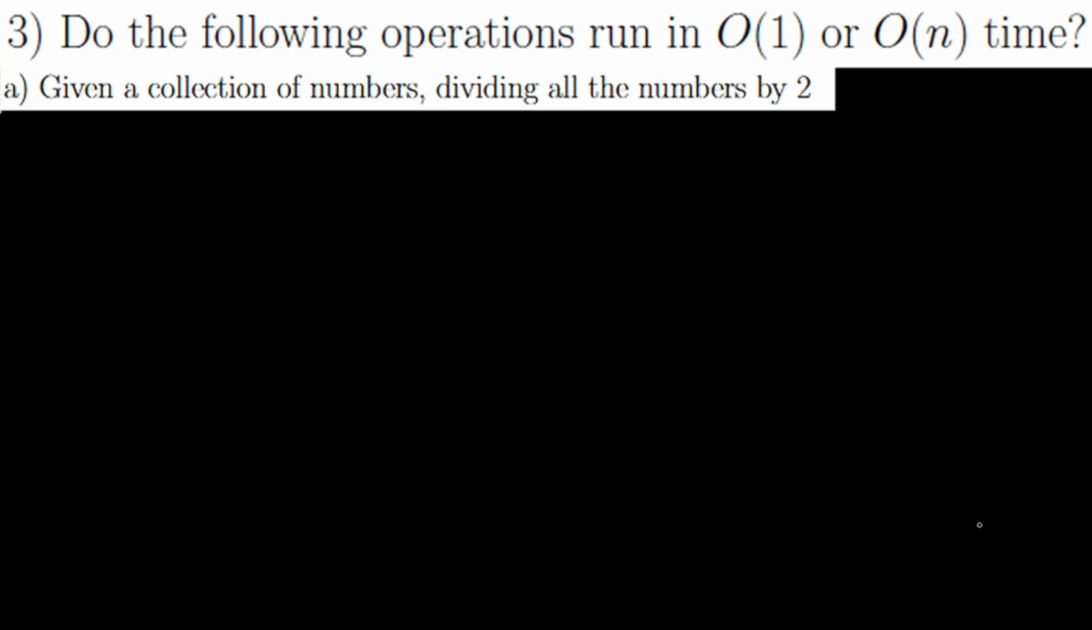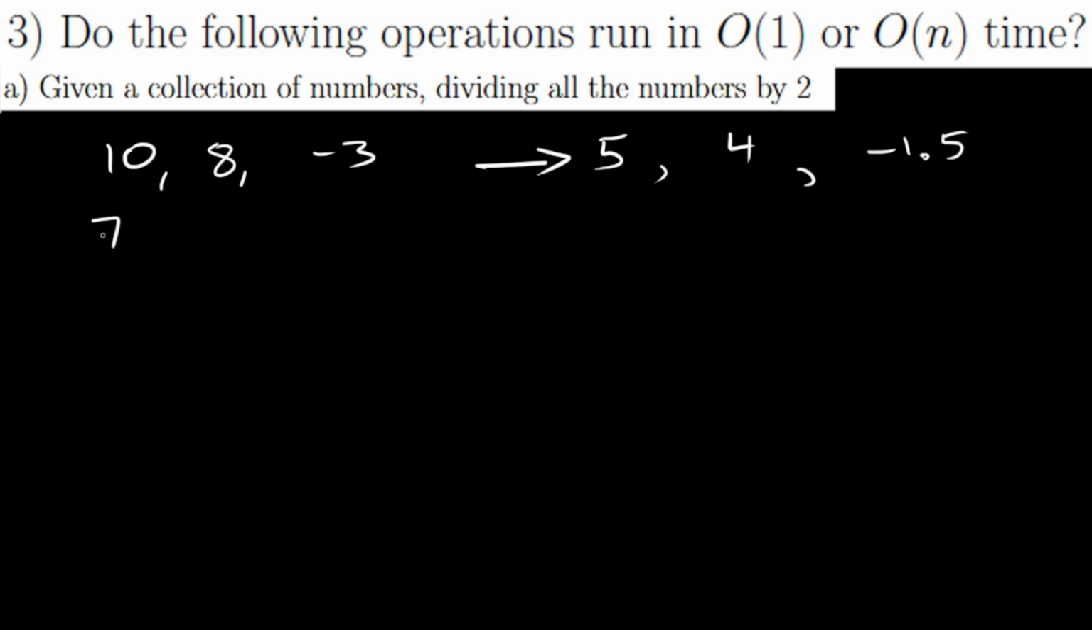So for the first one here, we're given a collection of numbers, and the operation is dividing them all by 2. So for each number we have, maybe it's 10, 8, and negative 3, we have to divide them by 2. So the process would be, okay, we take the 10 divided by 2, and we get a 5. Take the 8 divided by 2, we get a 4. Take the negative 3 divided by 2, and we get negative 1.5.